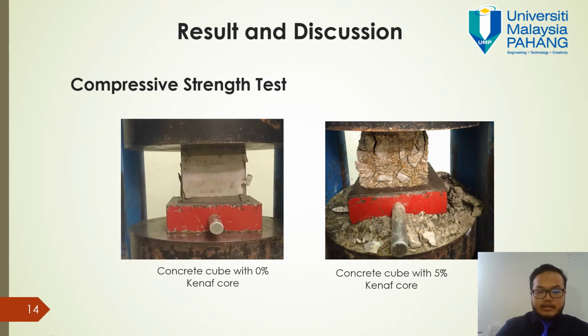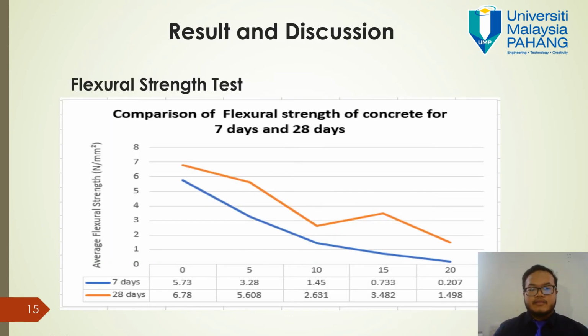So here is the picture of the concrete cube with 0% of Kenaf core and the concrete cube with 5% of Kenaf core. So we can see here that the concrete cube with 5% of Kenaf core is heavily damaged after the compressive strength test. So next, the flexural strength test.